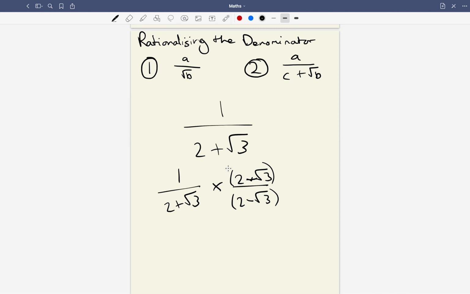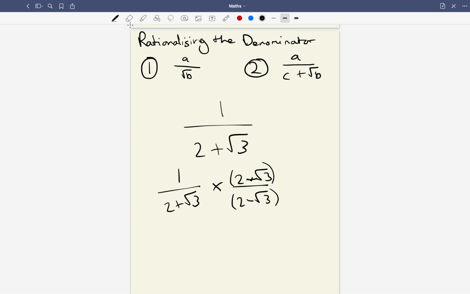That's just the way that works. When you have that plus sign there, this sign here has to be a minus. If it was the other way around, and I had 1 over 2 minus root 3, I'd times it by 2 plus root 3. It stays the same. We've still got the 2, we've still got the root 3, but the sign changes.